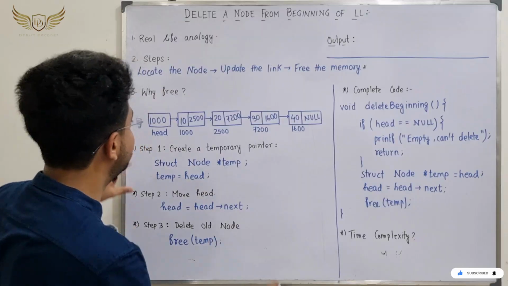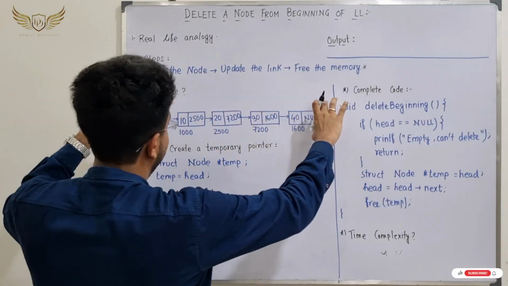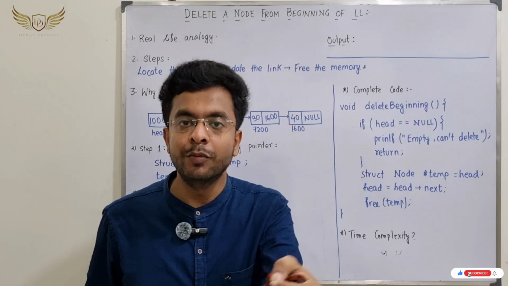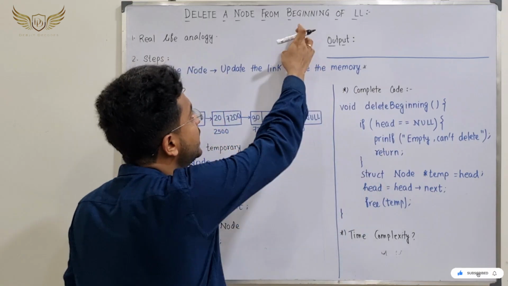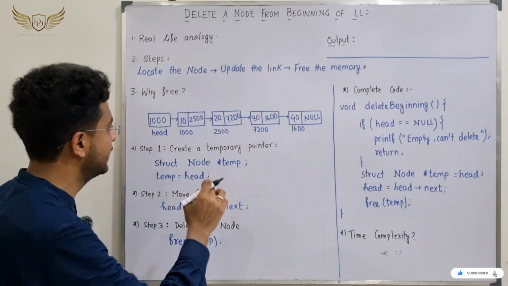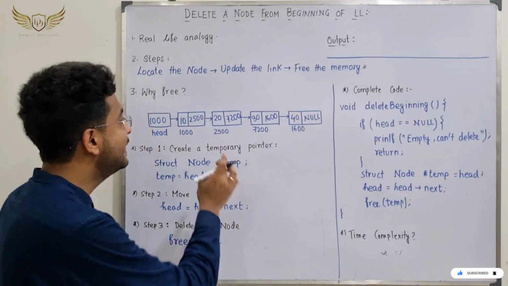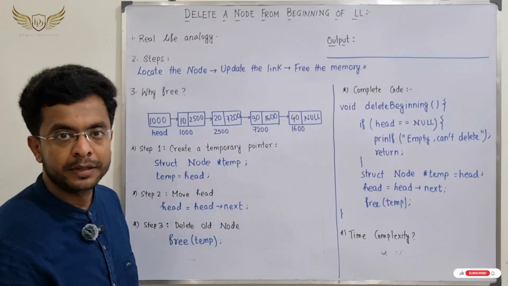Suppose, for example, you have a linked list. This is the linked list already created. Now you want to delete a node. Because today's topic is deleting from the beginning, let us understand from the beginning. So the first node you want to delete. What is the first node? 10 is the first node, right?